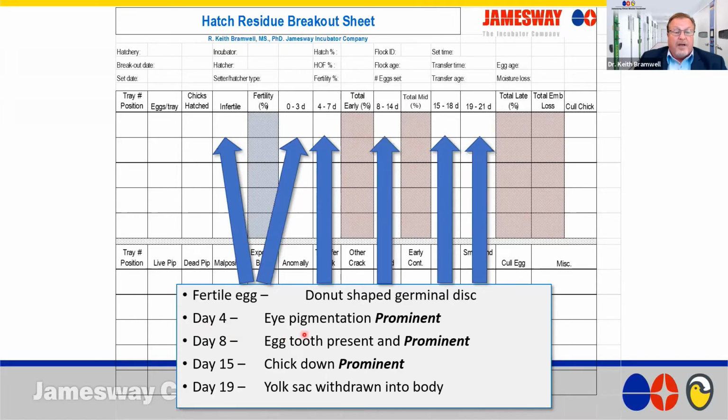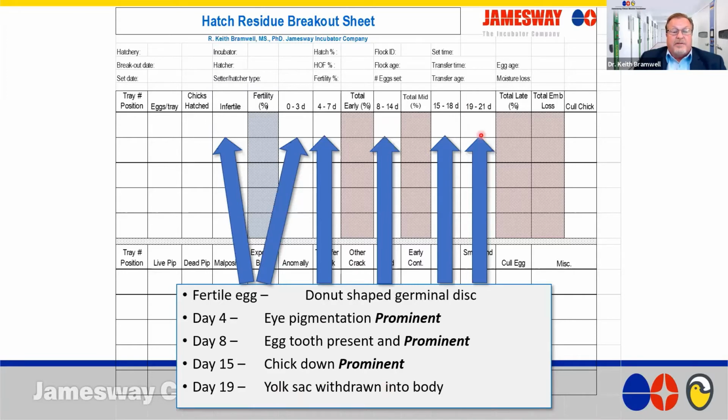At day 4, eye pigmentation should be prominent. So if you don't see a pigmented eye and it's fertile, it's here. If the eye is pigmented, it goes here. If you see an egg tooth present, prominent, it goes here, because that happens at day 8. If we get prominent chick down covering, it's progressed beyond this. Now we've got day 15, 16, 17, they'll chick. If we see yolk sac withdrawn mostly into the body, then we've hit that 19-day period. And this is our transfer time as well. So stick to these points right here.